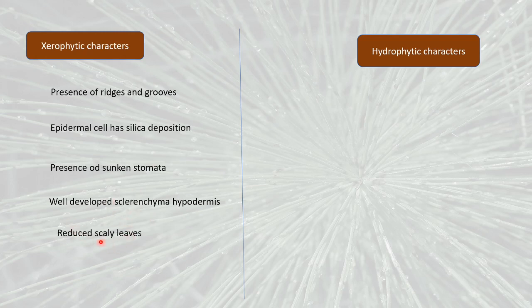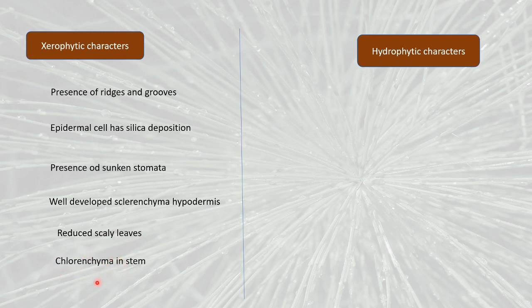The leaves are reduced. Why the leaves are reduced? Because leaves are reduced to reduce the process of transpiration. If more leaf area would be available, then there would be more transpiration, and therefore to reduce this loss the leaves are scaly.